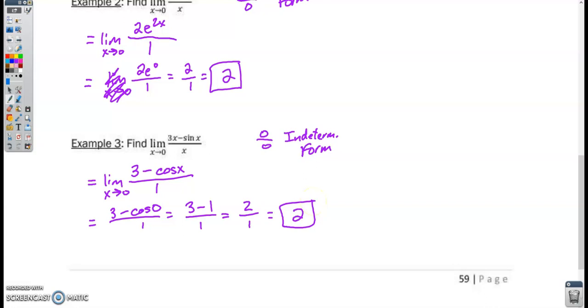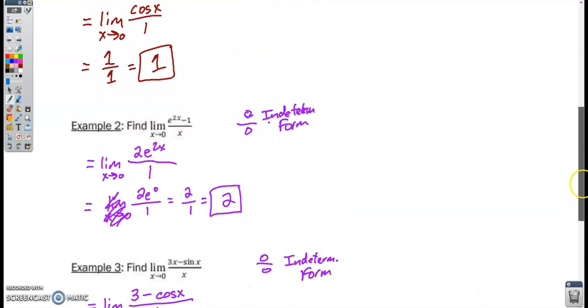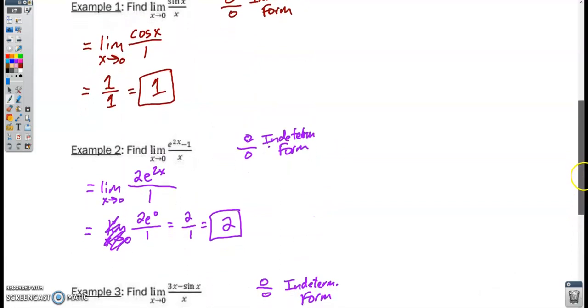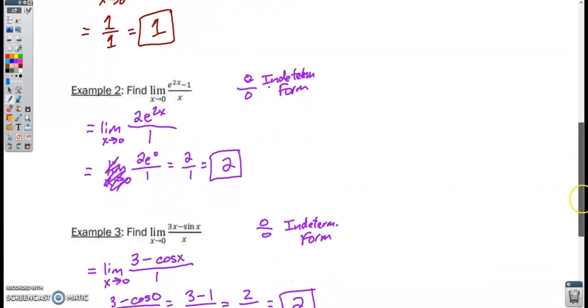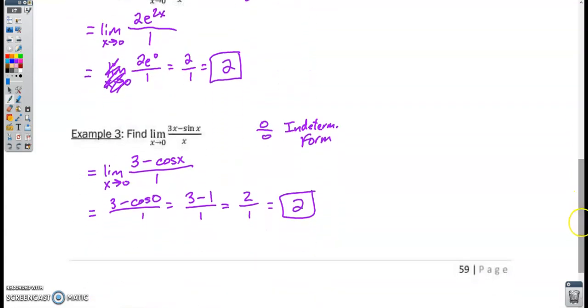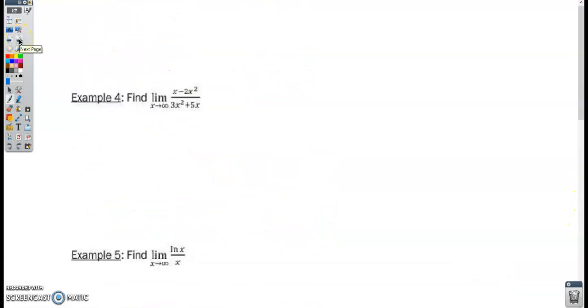By the way, you'll notice in all of these, I knew after applying L'Hospital's Rule one time that I wasn't going to have to apply it again, because in every one of these cases, the denominator was 1 after I took the derivative that one time. This will not always be the case. In fact, let's see what happens here in example 4. Find the limit as x approaches infinity of x minus 2x squared all over 3x squared plus 5x.